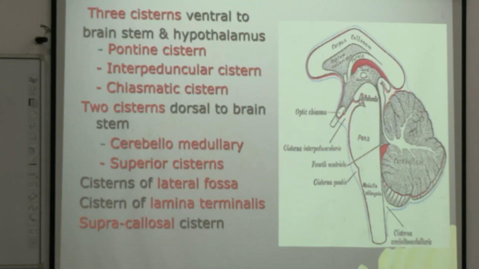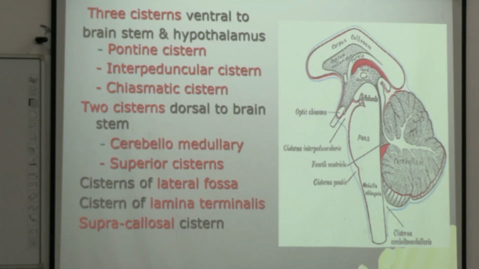Next, now the cisterns. Three cisterns are ventral to the brain and hypothalamus: the pontine cistern, interpeduncular cistern, and chiasmatic cistern. Two cisterns are dorsal to the brain stem: the cerebellomedullary and superior cisterns. Then there are the cisterns of the lateral fossa, the cistern of the lamina terminalis, and the supracallosal cistern.